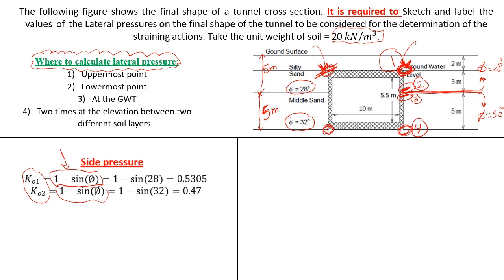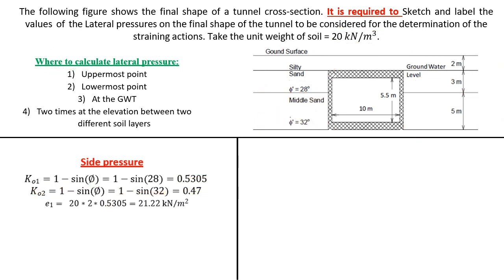But you have here 2 soil layers. The first one, or the upper soil layer, has a phi of 28 degrees. So you have to substitute with a value of 28 degrees. 1 minus sine 28 will be 0.5305. And for the second soil layer, the bottom layer, which is medium sand with a phi of 32 degrees, you have a K0 for the lower soil layer of 1 minus sine 32, and it will be equal to 0.47.